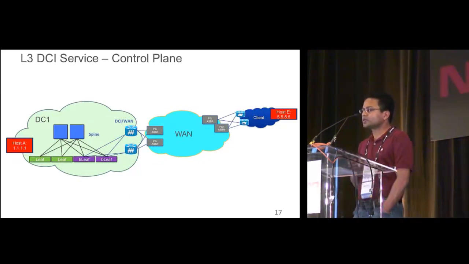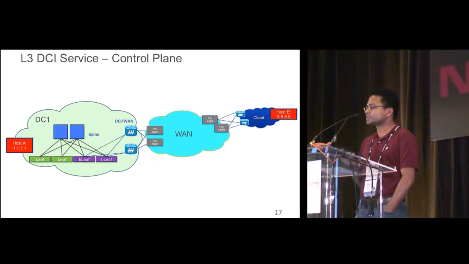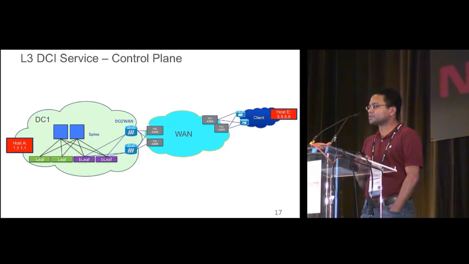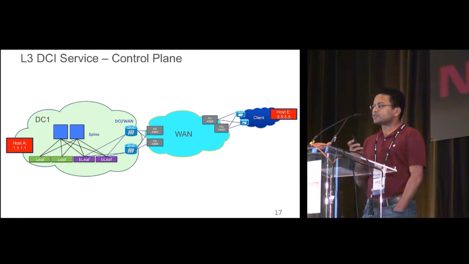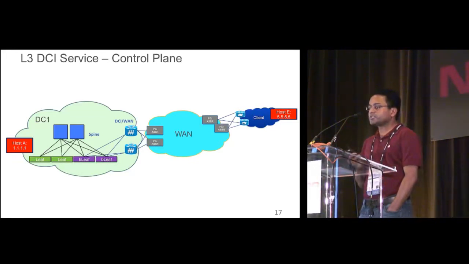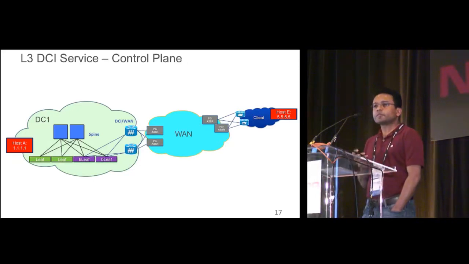Let's look at two hosts, host A and host E. Host A has an IP address of 111. Firstly, it wants to send packets out to host E, which is 555, in the remote data center. With BGP EVPN already running in the data center, we are able to figure out whether the host is present within that same data center or not.